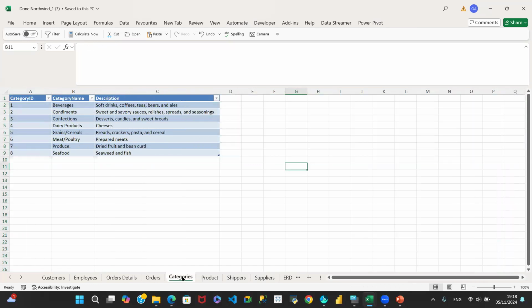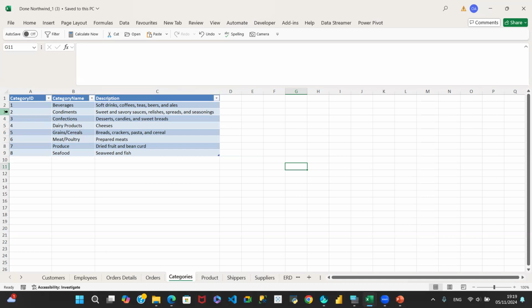This is talking about the different categories of products that they sell within Northwind. So we have that unique identifier. That's a primary key again. Category ID, the name of the categories, beverages for number 1. And these are the products that you find under this category. Under beverages, we've got soft drinks, coffees, teas, beers, and ales.